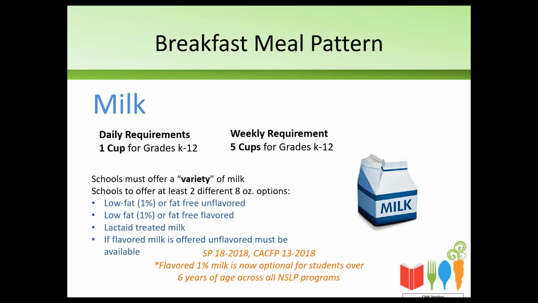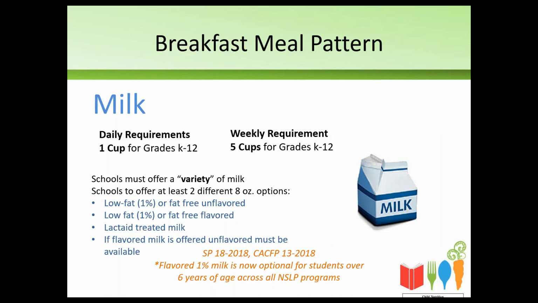You are required to offer a variety of milk with both breakfast and lunch. This means offering 2 different flavors or fat percentages. The allowable types of milk that can be offered are low-fat or fat-free unflavored, low-fat or fat-free flavored. Lactose-treated milk is also an option. If flavored milk is offered, unflavored or white milk must also be offered with it.